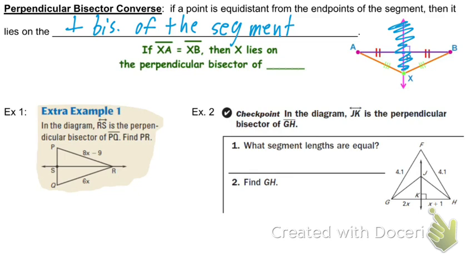All right. So if segment XA is equal to segment XB, so if it's equidistant from those, is what that's saying, then X lies on the perpendicular bisector of segment AB. It lies on the perpendicular bisector of segment AB. It's bisecting the segment.